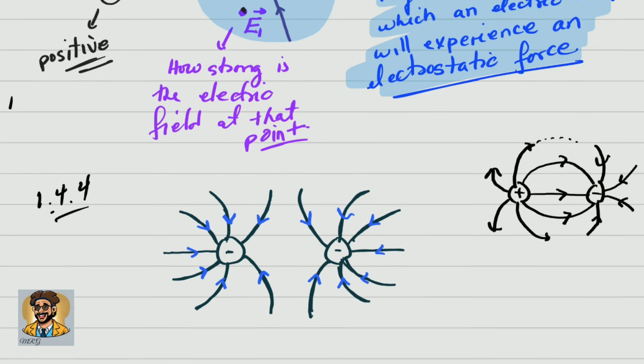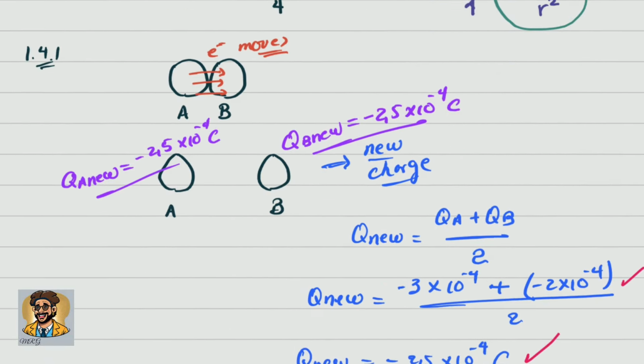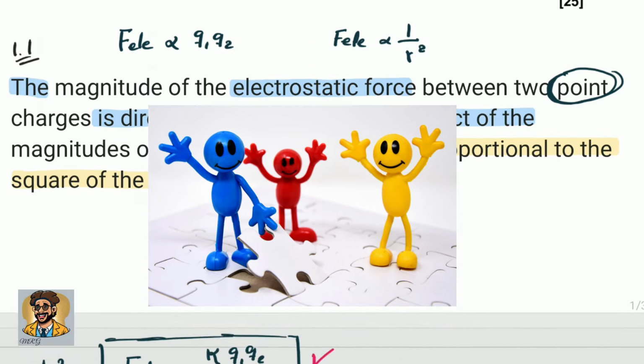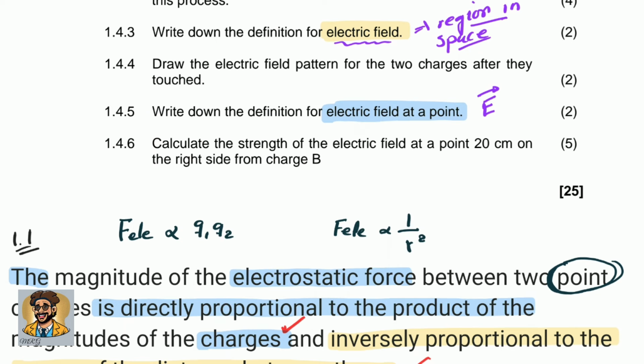Question 1.4.5, we explain here about the electric field at the point. There we go. And then guys, we are almost done. This question was long. It's a very good question because you have like everything. Calculate the strength. Strength means magnitude of the electric field at the point. I want to point that one out also. Strength means how strong is the electric field. All right, electric field is a vector.